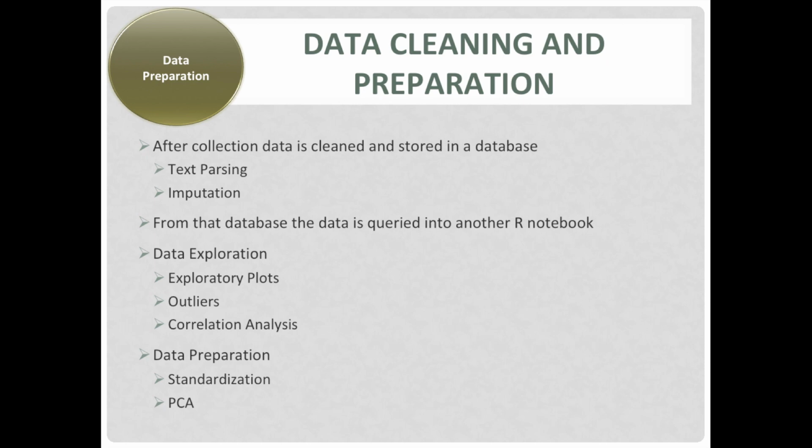And imputation: some of the values for certain years were missing. But because I was using zip code data over a range of different years, I was able to impute those missing values with the average of that zip code for that given year. And so that solved that problem.